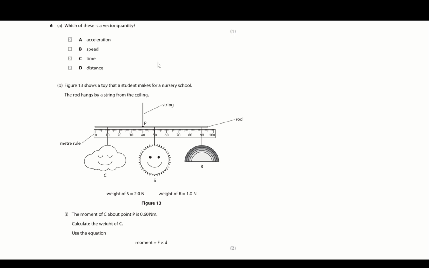Okay, question 6. Which of these is a vector quantity? So it's one that needs a direction along with a magnitude. So that has to be A. The next one, tricky question this, loads of students got this wrong.